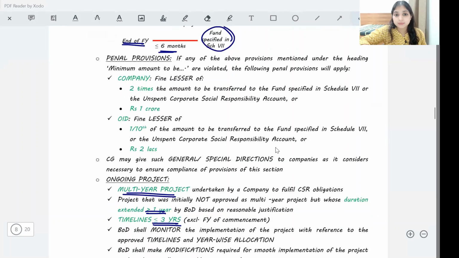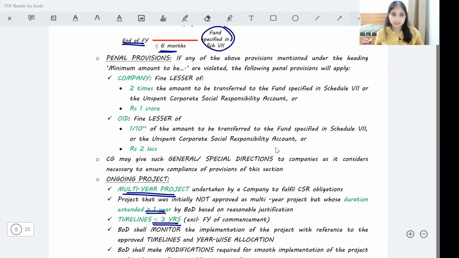Now listen. If the company does not follow any of these provisions, then there will be a penalty on the company and also on the officer in default. The company will be punished with a fine which is 2 times the amount that should have been transferred to the Schedule 7 fund, or 2 times the amount which should have been transferred to the unspent CSR account, or 1 crore rupees, whichever is lesser.